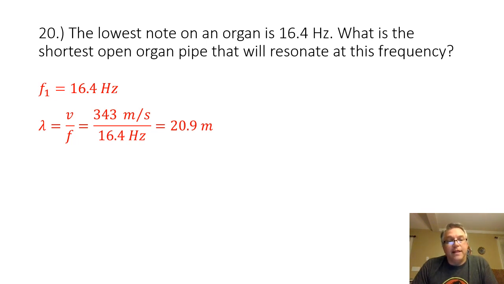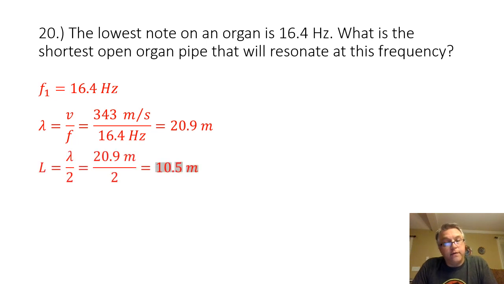Now I know that the length of the pipe is equal to 1/2 of the wavelength. So if I take my 20.9 meters and divide that by 2, that will give me a length of the organ pipe of 10.5 meters.